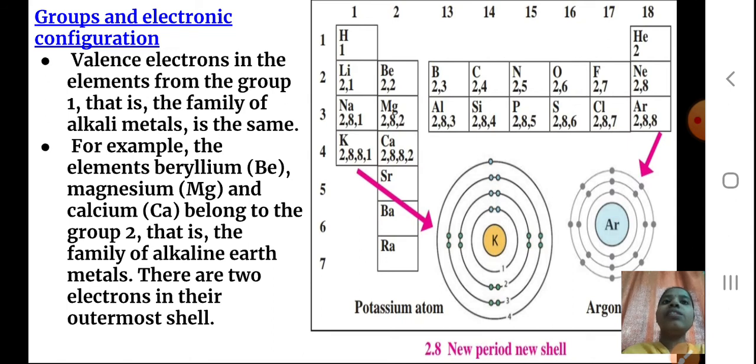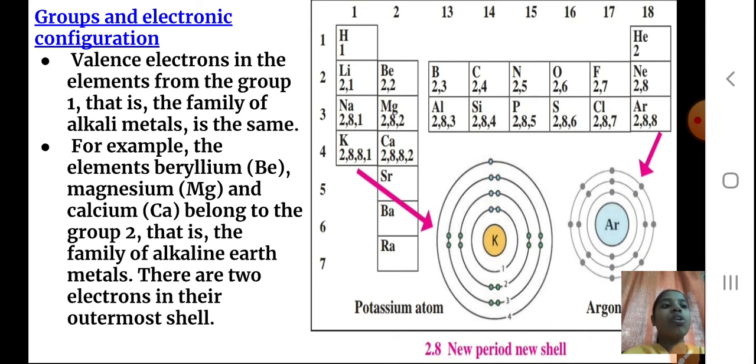Now next we are starting with groups and electronic configuration. Now what are groups and electronic configuration, students? Valence electrons in the elements from group 1, that is the family of alkali metals, are the same. Means whatever group 1 elements there are, their valence electrons will be the same. For example, the elements beryllium, magnesium, calcium belong to group 2, that is the family of alkaline earth metals. We call them the family of alkaline earth metals.